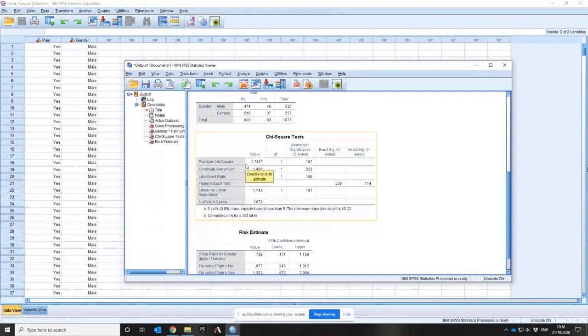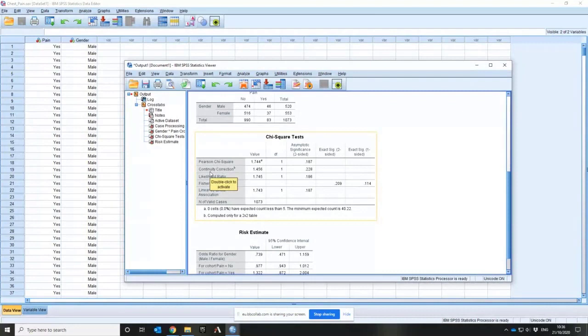Because this is a 2 by 2 table, you should apply something called Yates continuity correction. That changes the value of the test statistic to 1.456, with 1 degree of freedom, and your p-value is 0.228, so even further above 0.05.